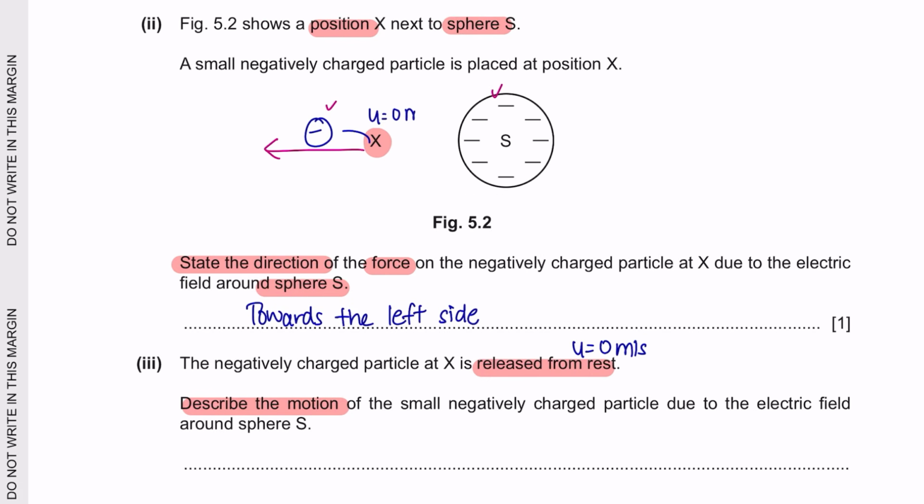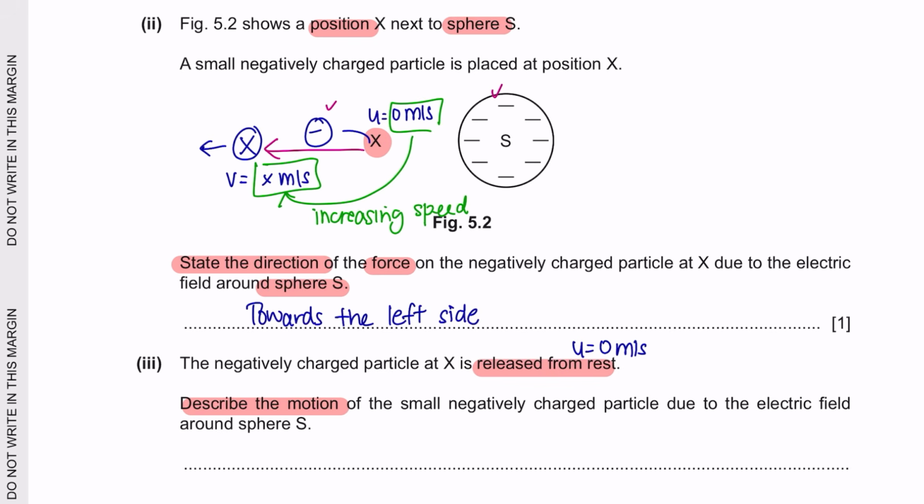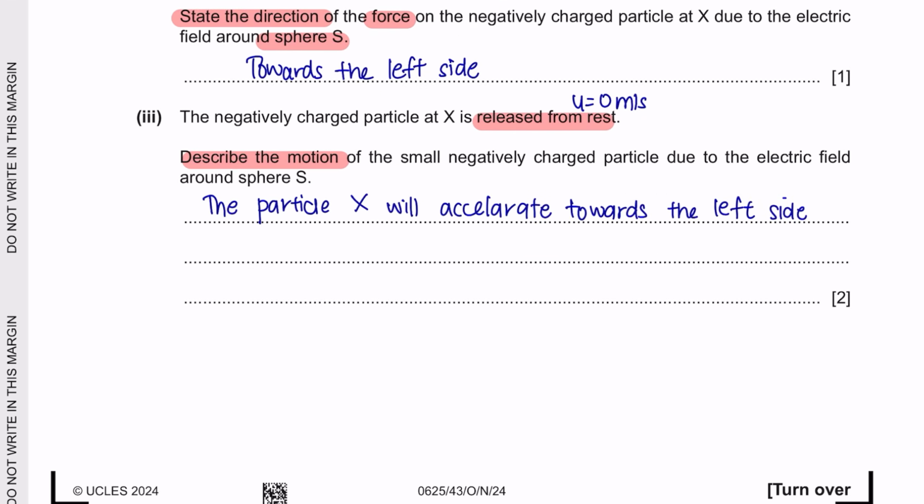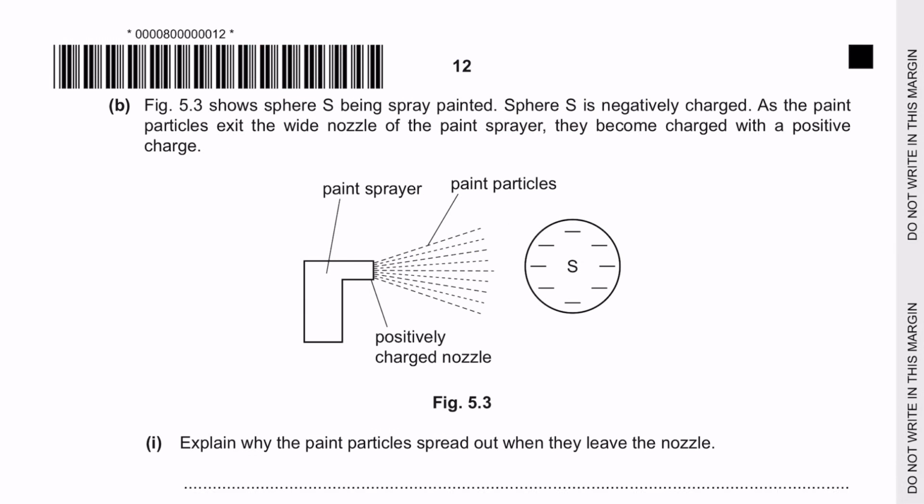Initially, the speed was 0 meters per second, and due to the repulsion force, the particle will move towards the left side, and now it will have a certain amount of speed. So we can understand that the speed has increased. Increasing speed means that the negative particle has gone through acceleration. So we can mention that the particle X will accelerate towards the left side, and the reason being the repulsion force acting on it.